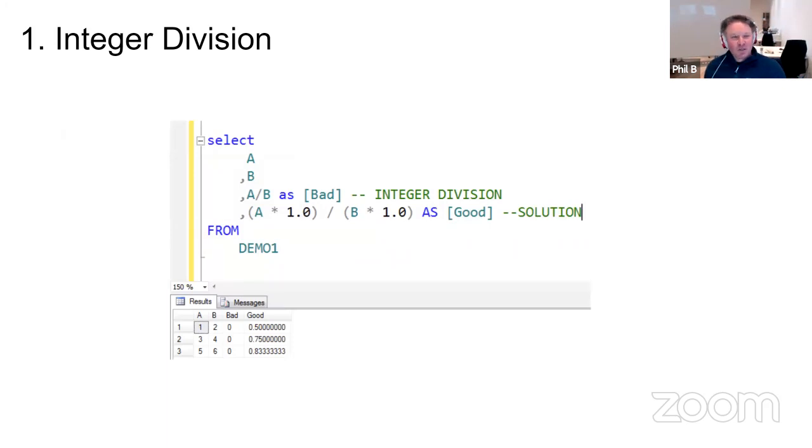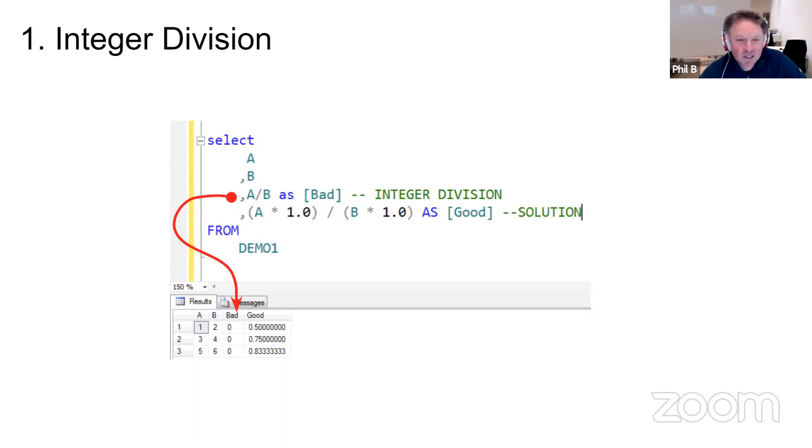The first one: integer division. This is a SQL Server database, and I've got two columns, column A and column B. Column A has the numbers 1, 3, and 5. Column B has the numbers 2, 4, and 6, and they're defined in the database as integers. I'm building some features for my model, and I think, if I divide A by B, that'll be a great new feature. So I divide A by B, and 1 divided by 2 is 0, 3 divided by 4 is 0, 5 divided by 6 is 0.